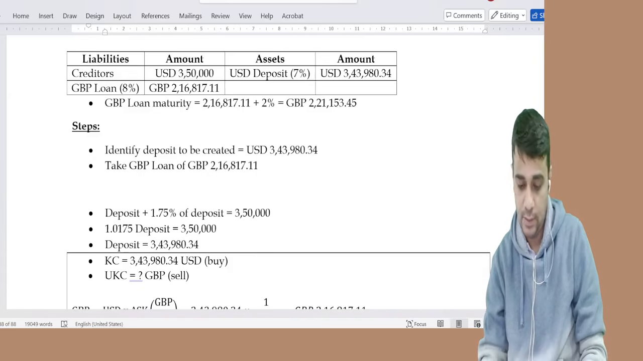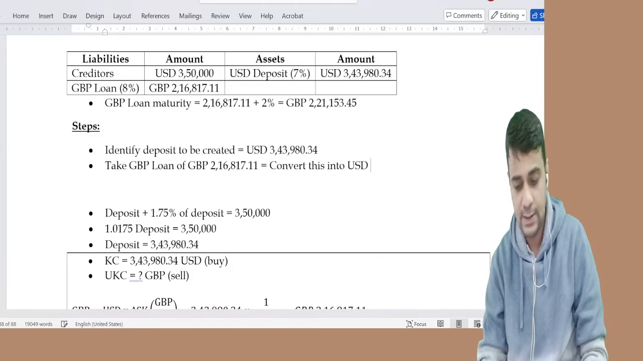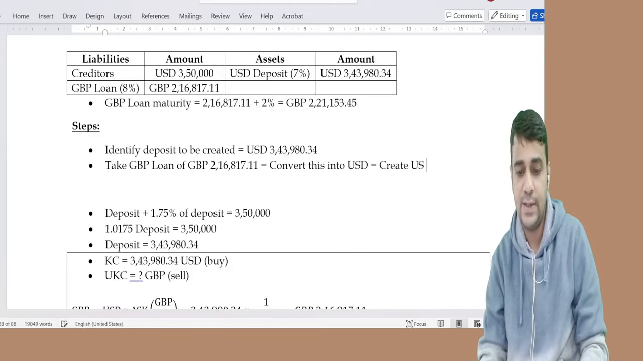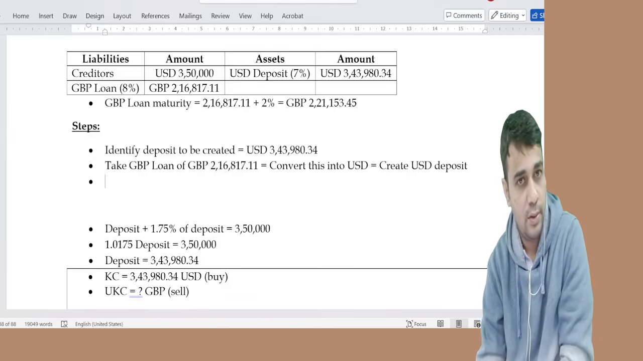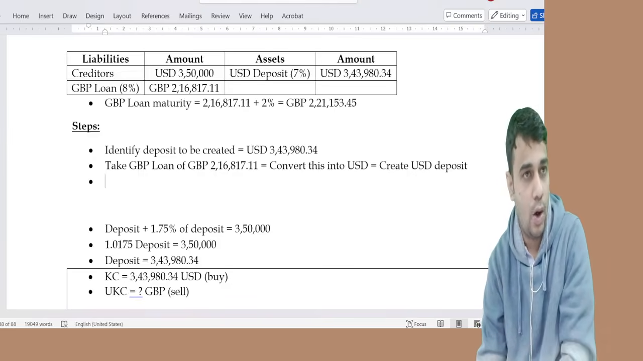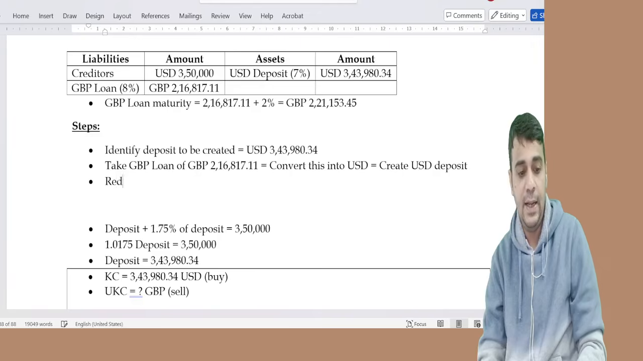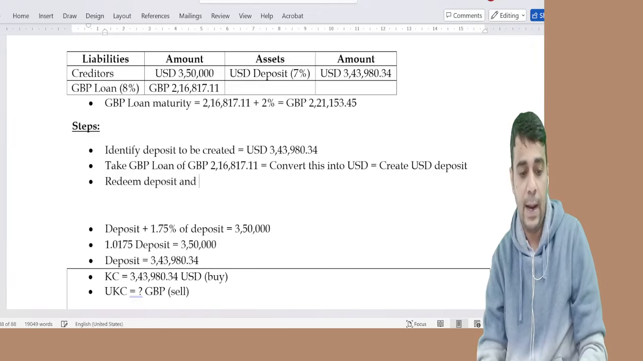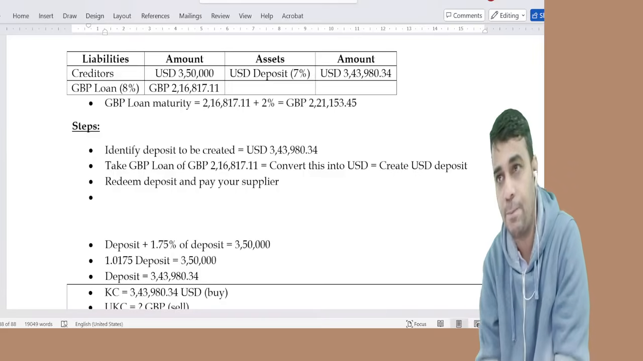216,817.11. Convert this into USD. Create USD deposit. This is my second step. First, I identify the amount. I took a loan, converted into dollars, created a USD deposit. Redeem deposit and pay your supplier.